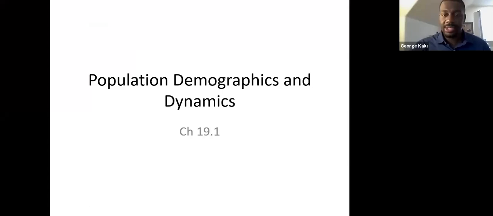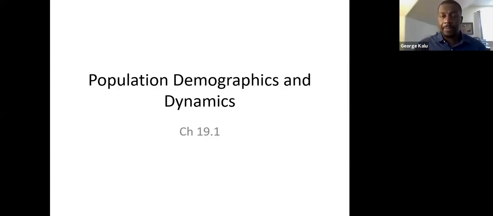So this is our last chapter that we're going to be going over. This is chapter 19, and we're going to be looking at population demographics and dynamics. We're going to essentially be looking at how populations are going to be changing over time. Last week we looked at how populations can change in terms of the genetic structure and the amount of alleles and genes inside of the population. We were looking at the effects of natural selection, mutations, migrations, genetic drift, and non-random mating, and how the population is going to change in its makeup over a period of time.